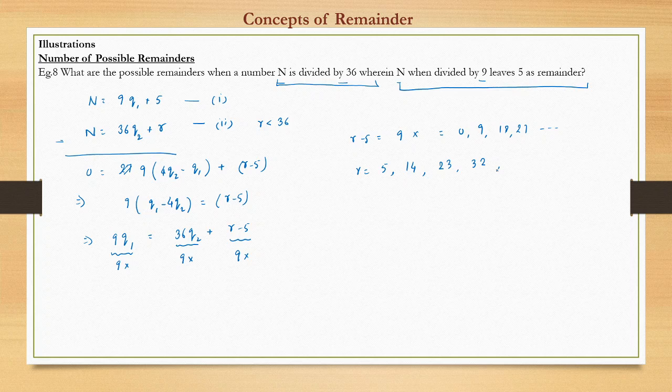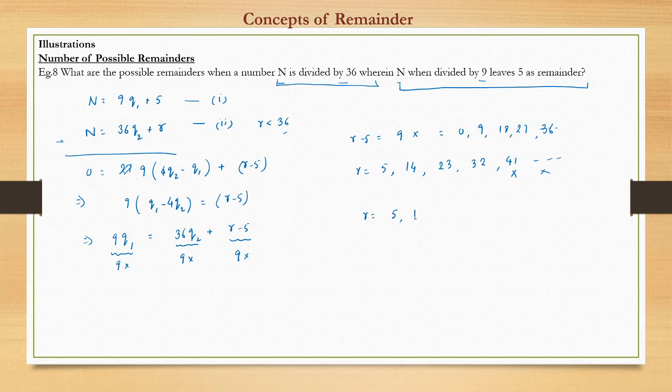Next we will see 36 plus 5, 41. So these are the series with a difference of 9: 5, 14, 23, 32. But r has to be less than 36, so 41 it cannot take, and the further values also it will not take. So what are the possible values of r?